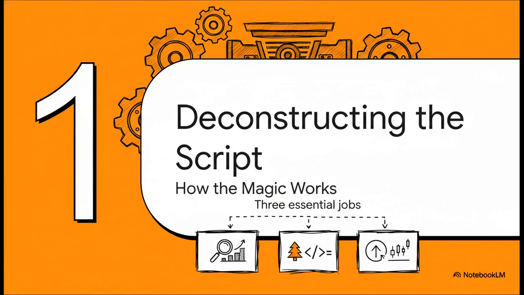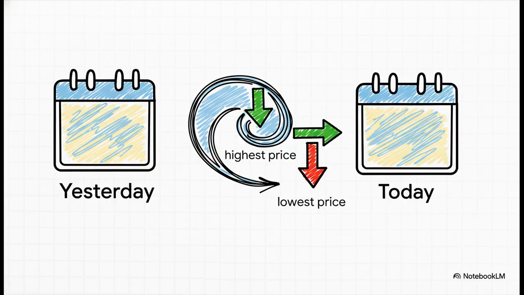Okay, so let's pop the hood and see how the magic actually happens. We're going to break this script down to understand how it thinks, and it really just boils down to three main jobs that the code is doing behind the scenes. So the script's very first job is to be a time traveler. Before you even have your morning coffee, it needs to look back in time to the previous day and grab two critical pieces of info: the absolute highest price and the absolute lowest price.